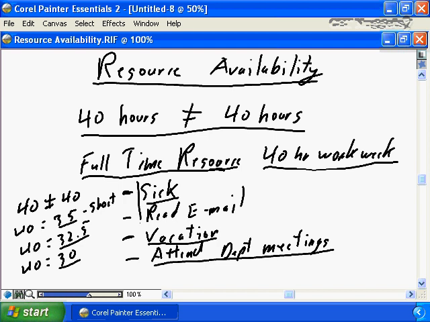You need to determine the likelihood of impact for things like sick time, vacation, departmental meetings, and other company responsibilities, and determine what an appropriate resource availability is going to be, and include that consideration when you're determining project estimates and when you're determining how resources are going to be assigned to your project. Because 40 hours of resource availability does not equal 40 hours of project work completed.